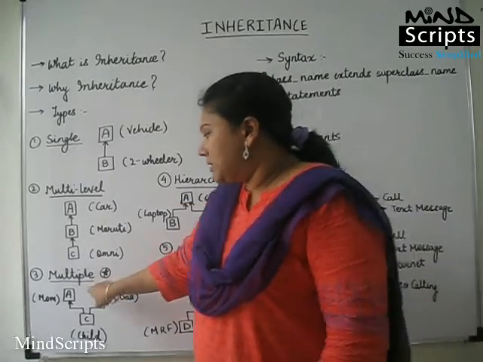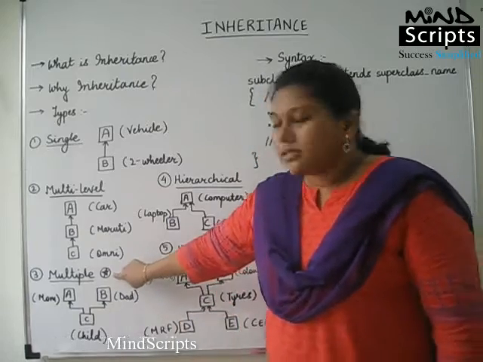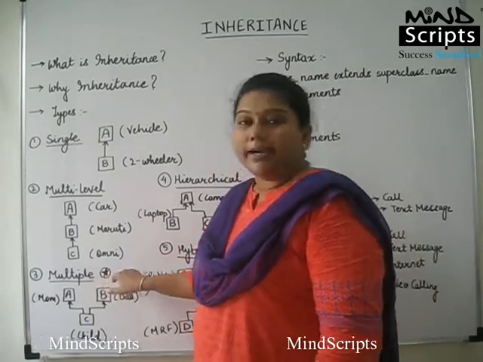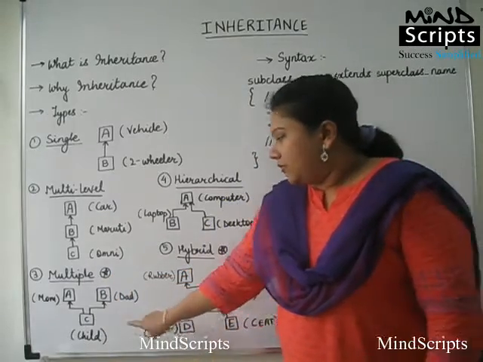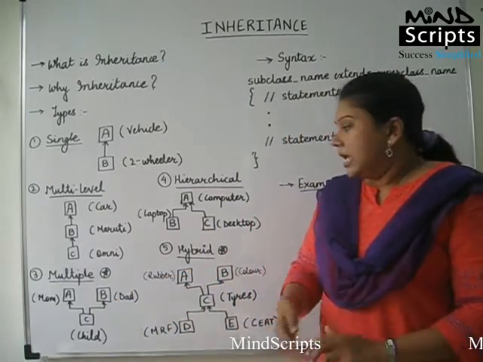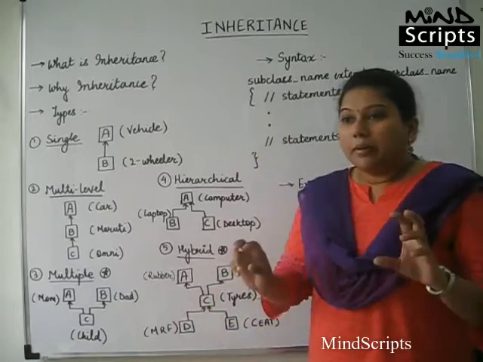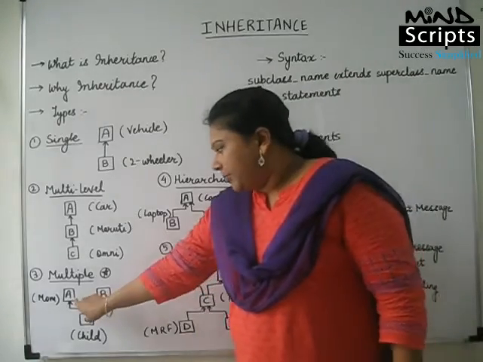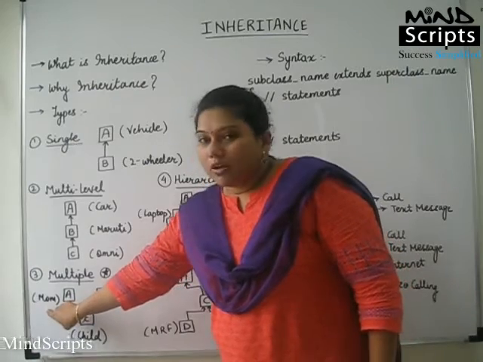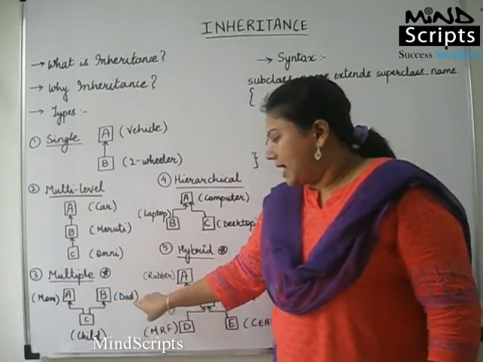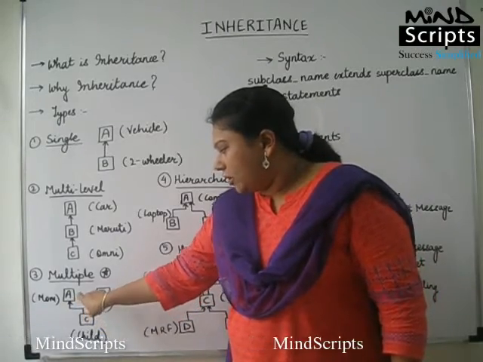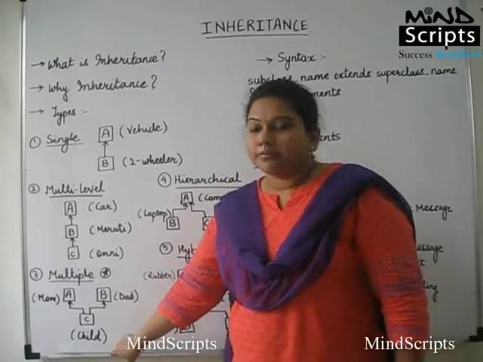The next example is multiple inheritance. I have marked this with a star because Java doesn't support multiple inheritance using classes. What exactly is multiple inheritance? In multiple inheritance there is more than one parent class and one child class. For example, A is a class that is mom, B is a class that is dad, and the third, C, is a class derived from A and B, that is the child.